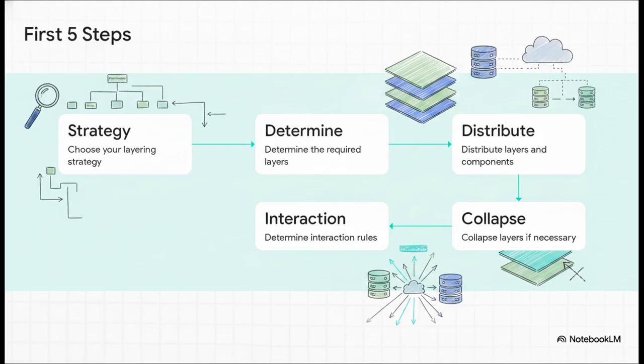Step 1, choose your strategy. Basically, how granular does your architecture really need to be? Step 2, determine the layers you'll actually require. So, think presentation, business, data, and services. Step 3, figure out how you're going to physically distribute those layers across your servers or tiers. Step 4, decide if you need to collapse any of those layers for, say, simpler applications. And Step 5, determine your interaction rules.